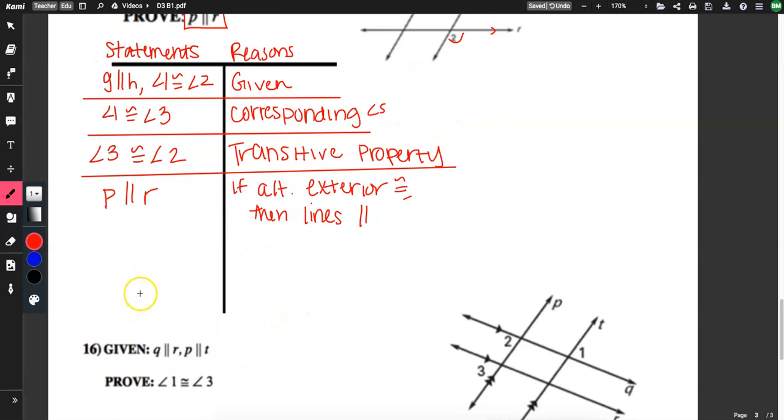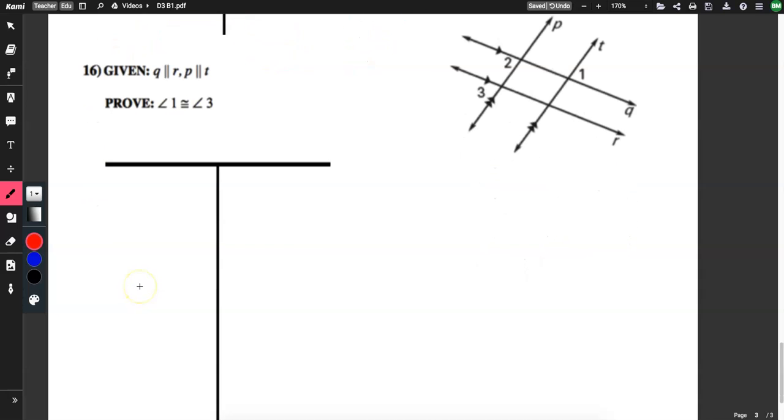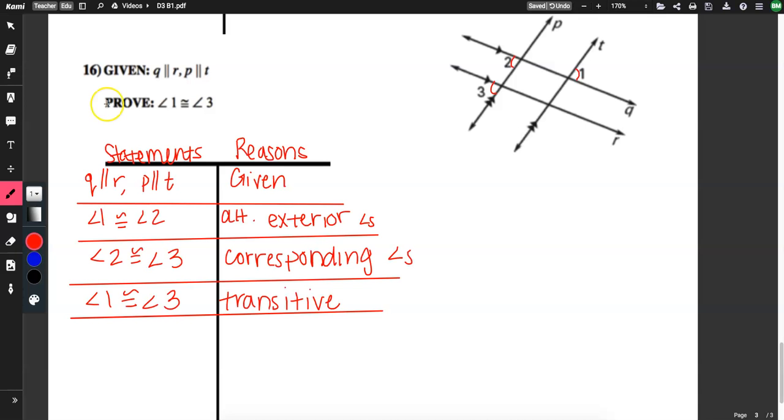Okay, so then the last one here, I want you to try number 16 on your own. All right, so my last proof here, I like this one. It's a nice one to end on because I think it's pretty straightforward now that we've done a couple of them. So I have 2 pairs of lines being parallel, so I rewrote that for my given statement. I'm trying to prove that angle 1 is congruent to angle 3.